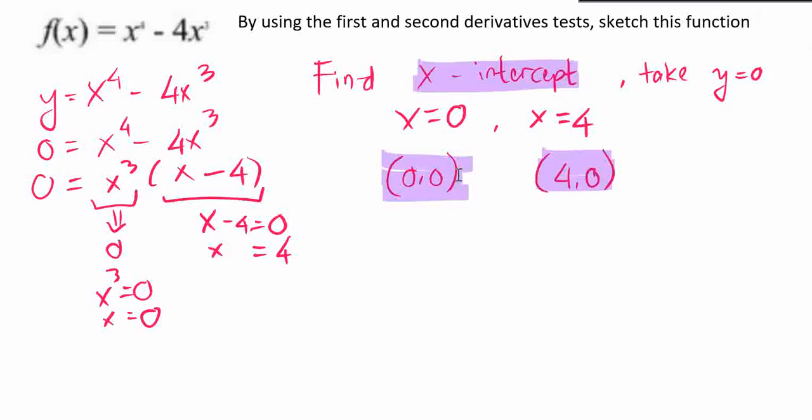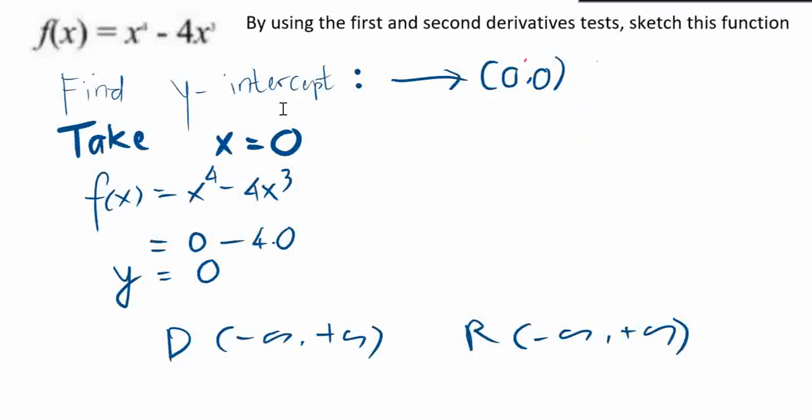In the first step, we got the x-intercepts 0, 0 and 4, 0. And in the second step, for the y-intercept, we get that the y-intercept is 0, and it is 0, 0. So it's the same coordinate for the x-intercept and y-intercept. This is where the graph cuts the y-axis.